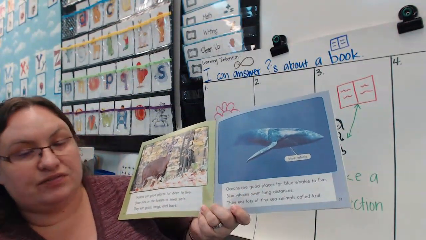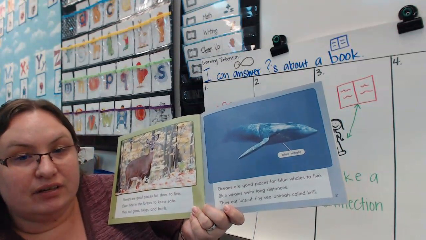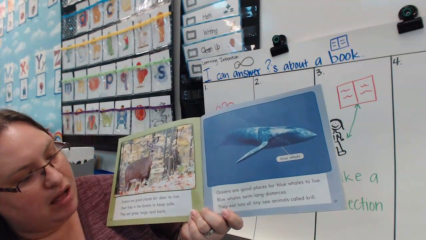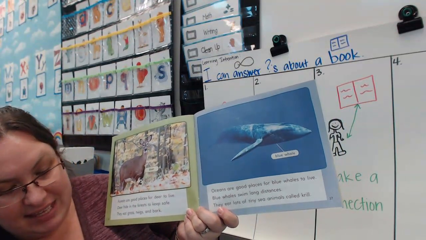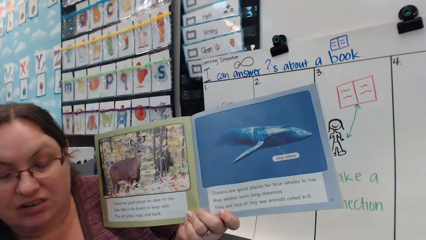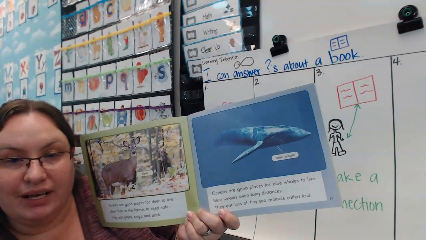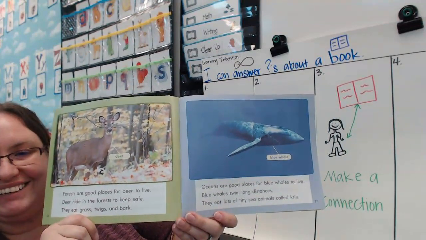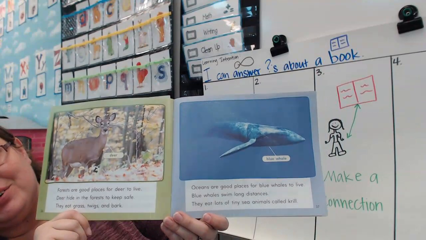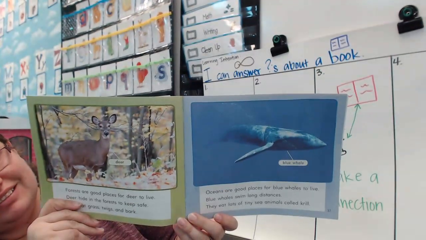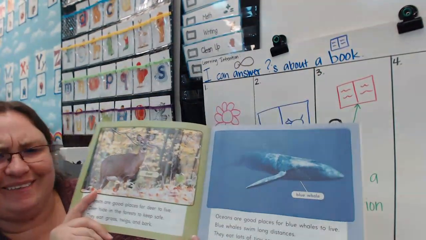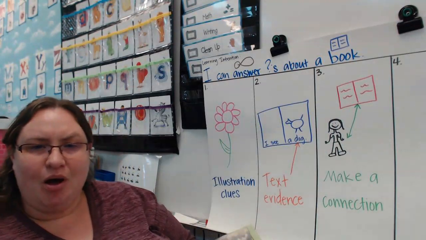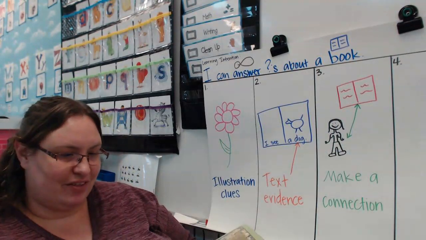Oceans are good places for blue whales to live. Blue whales swim long distances. They eat lots of tiny creatures called krill. Do you think a deer could live in the ocean? No. Could a whale live in the forest? No. They need their animal homes that are just right for them.